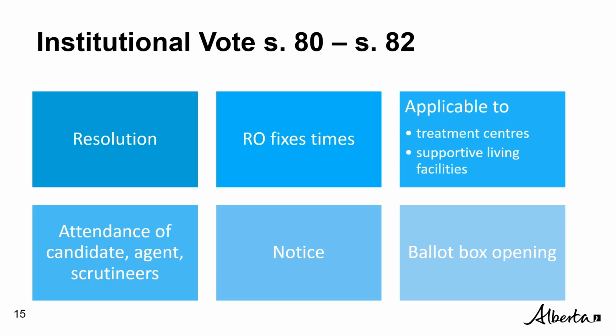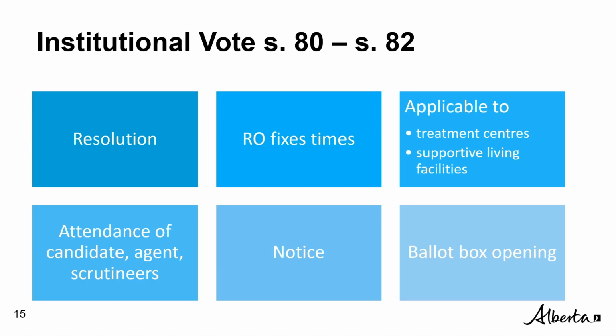And finally, a note on institutional votes. An elected authority may pass a resolution allowing for the designation of the location of 1 or more institutional voting stations. The returning officer must fix the times on election day that the votes in the institutions will be taken. Section 80 also allows an institutional vote to be held on the same day the advance vote is being held. Only those electors who are confined to a treatment center or supporting living facility that is established as an institutional voting station are eligible to vote at that voting station.